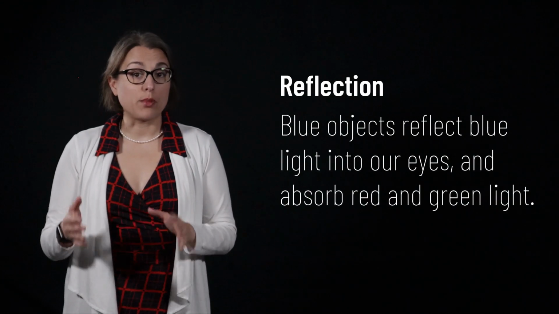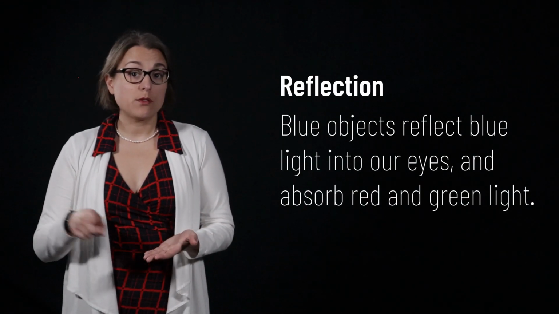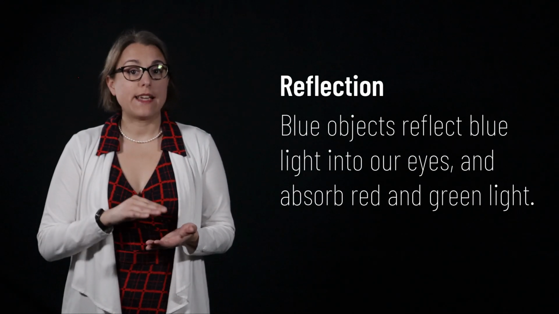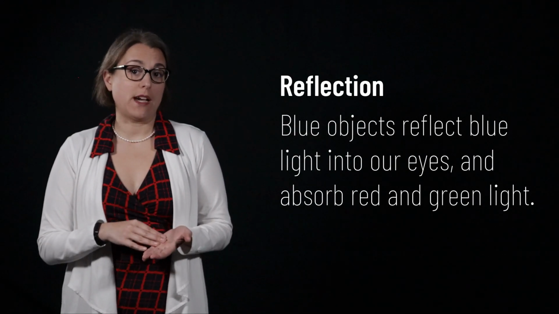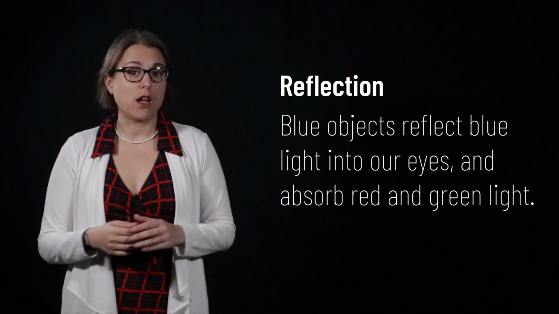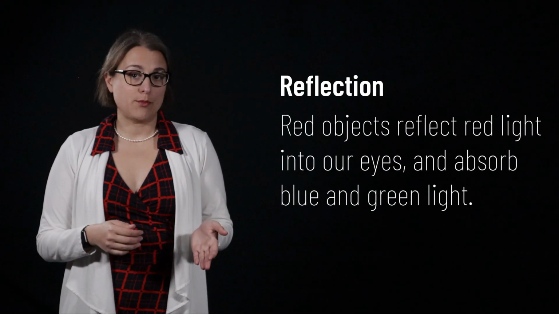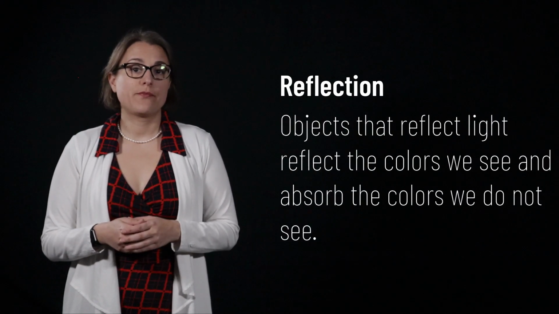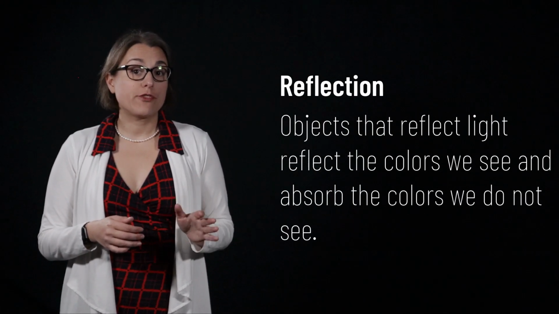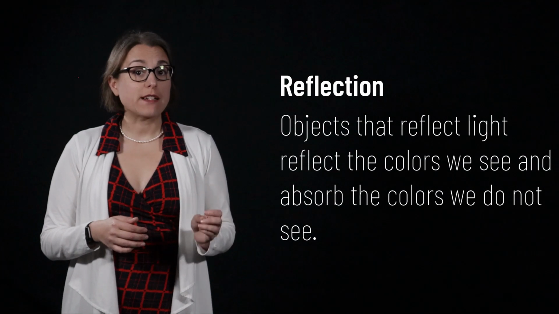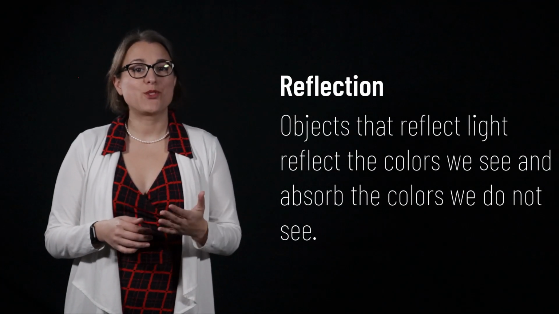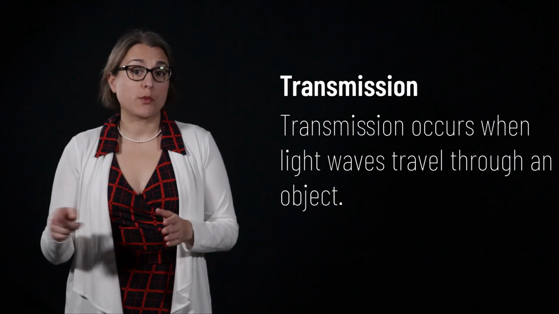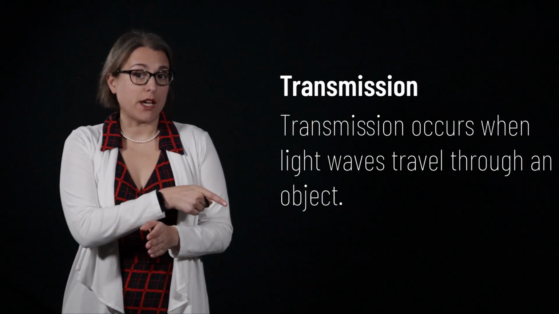When we look at something blue, that means that the blue light is reflecting off of the object into our eyes. Red and green light waves are absorbed by the object, which is why we don't see those colors. A red object reflects red light and absorbs blue and green light. In general, objects that reflect light into our eyes reflect the colors that we see and absorb the colors that we do not see. Transmission occurs when light waves pass through an object.